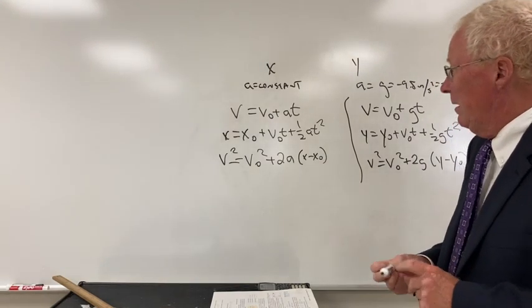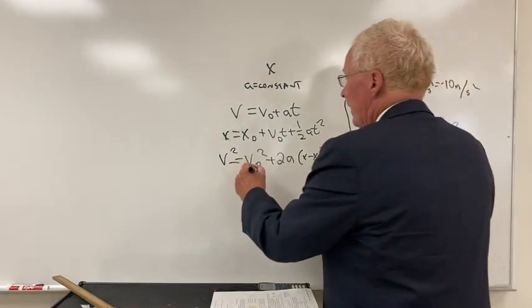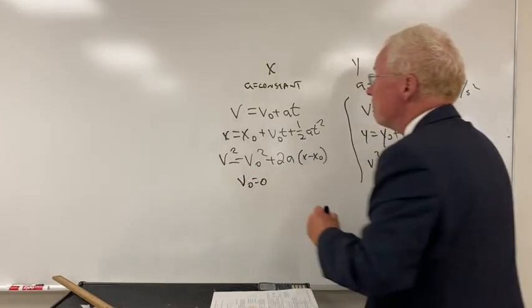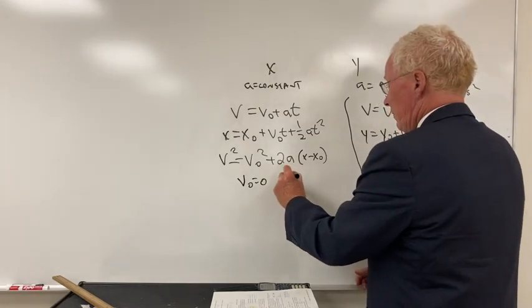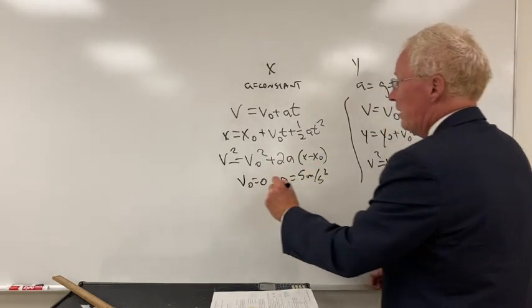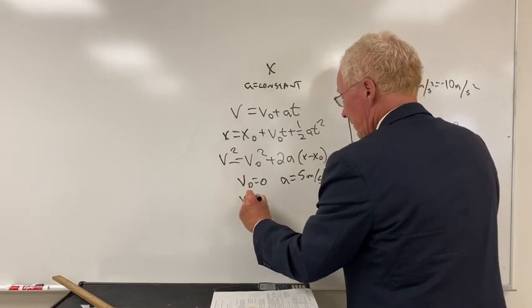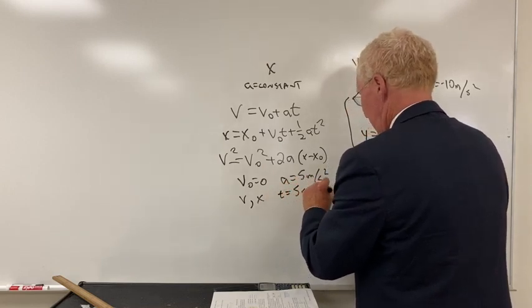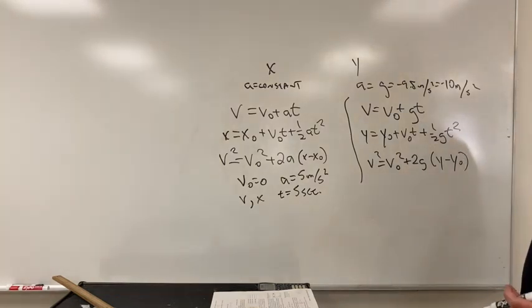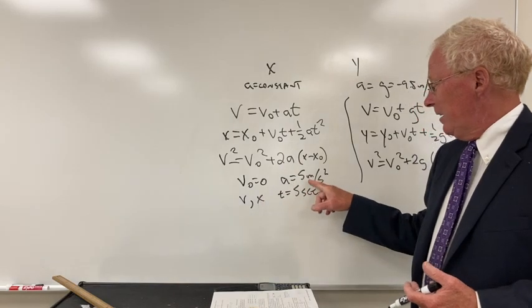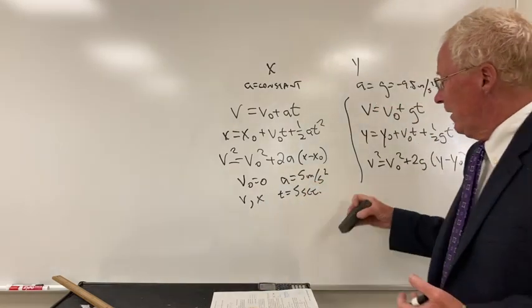So one thing might be, if I have a car with an initial velocity of 0 and an acceleration of 5 meters per second squared. The question would be, what are v and x after t equals 5 seconds? So here's the problem. We have v0, which is 0, a is that, and t is that. What are v and x after that point?